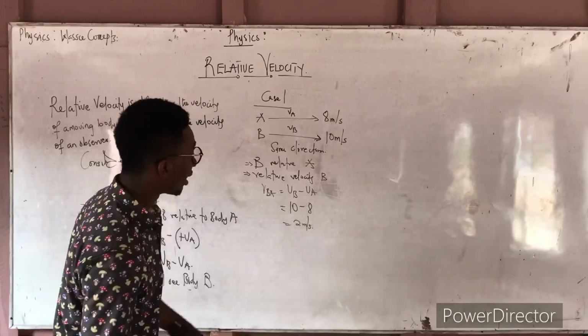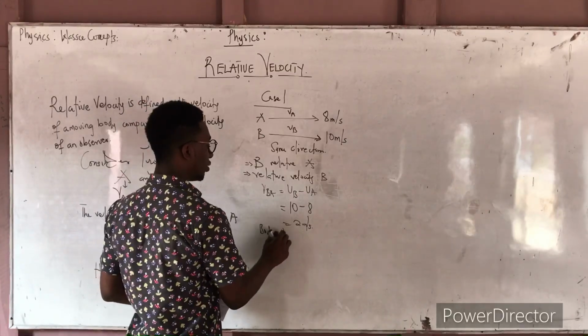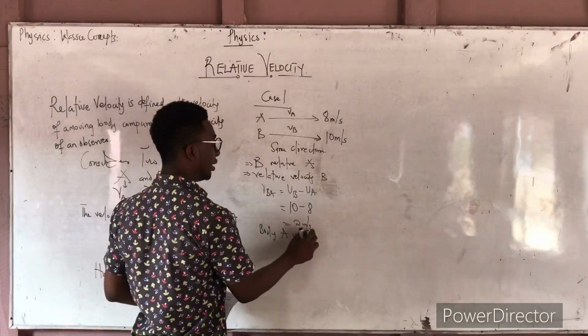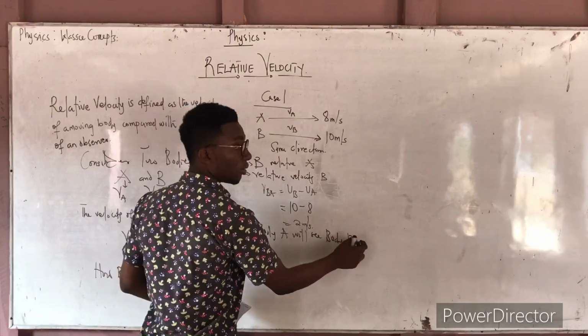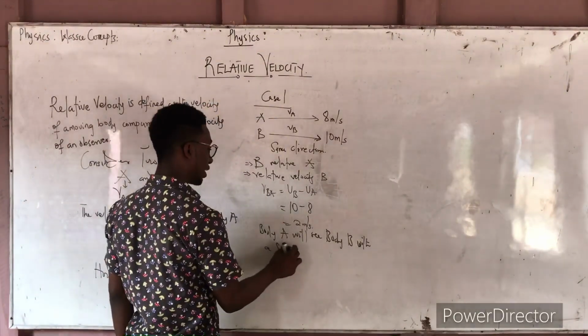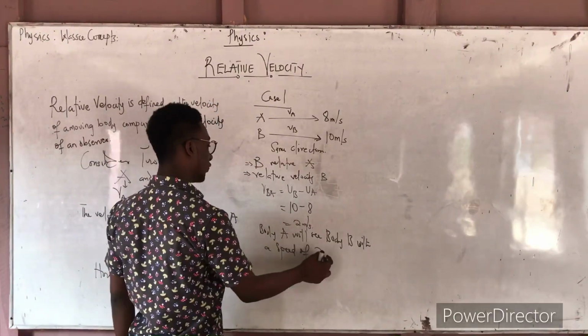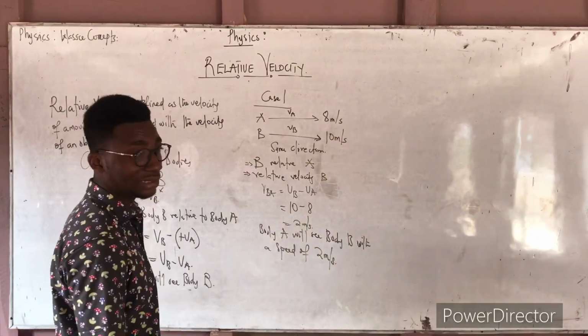So what this means is that body A will see body B with a speed of 2 meters per second. And this is what it means.